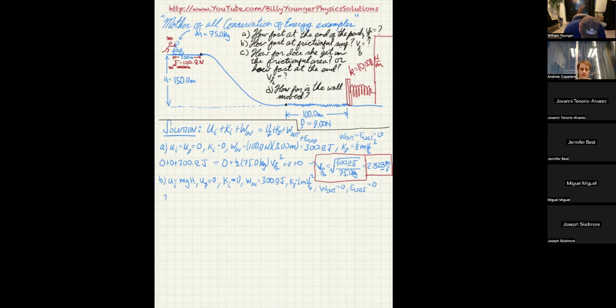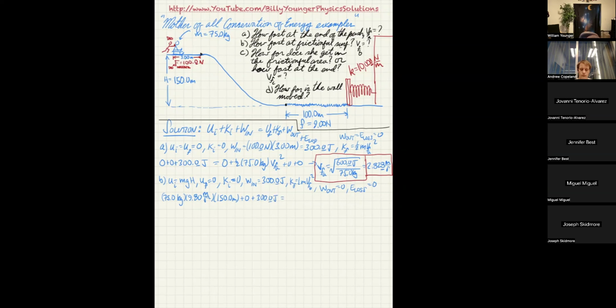I'm going to say 75.0 kilograms times 9.80 meters per second squared times 150.0 meters. That's my mgh. My kinetic energy is 0. My work in is 300.0 joules.